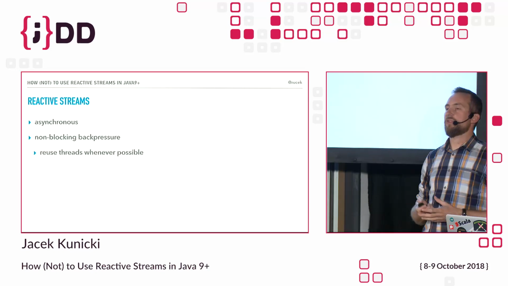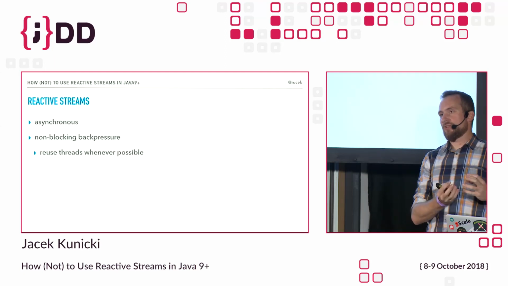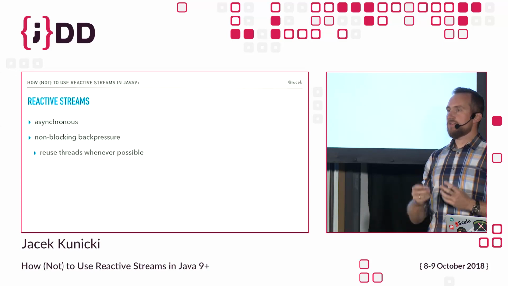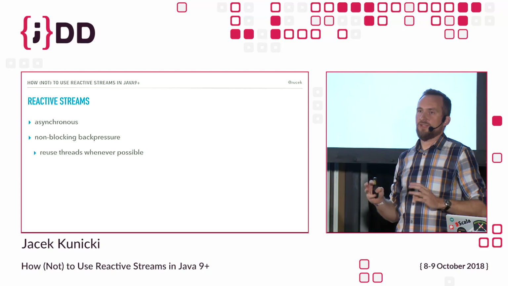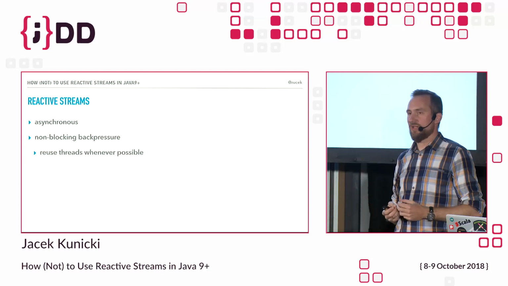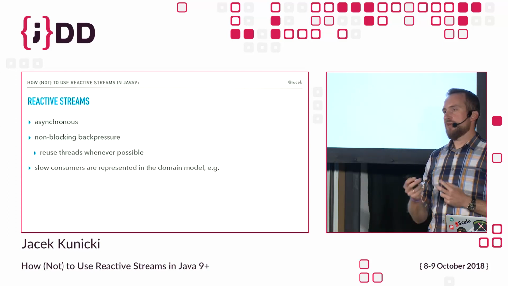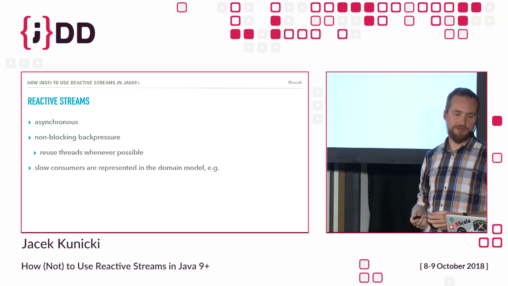Now, the other important thing about reactive streams is the slow consumers. The fact that the consumer can be slower and may not be able to cope with lots of data is somehow represented in the domain model. Normally, in a traditional stream processing pipeline, you don't have any notion of the fact that the subscriber can be slow. But here in reactive streams, you try to represent it somehow in the domain model. And I have two examples for that.